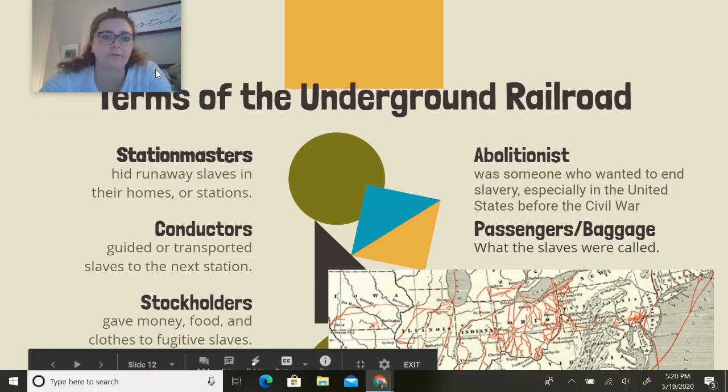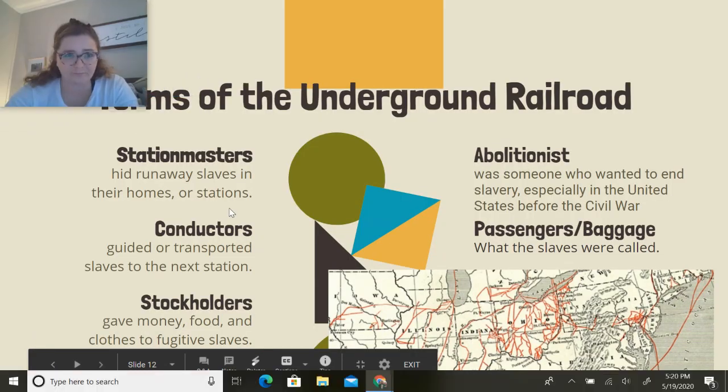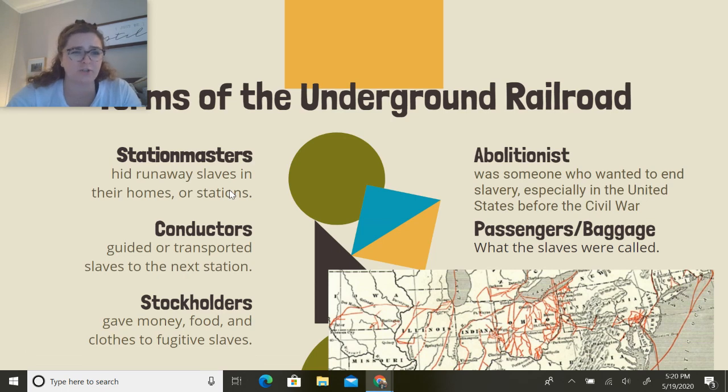terms that we need to cover for the Underground Railroad are station masters. We touched on that just a little bit, but they hid runaway slaves in their homes or stations. Conductors were people that actually guided and transported them to the next station. So those were different. Station masters welcomed people into their homes or where they were staying, whereas conductors actually transported them to the next station.